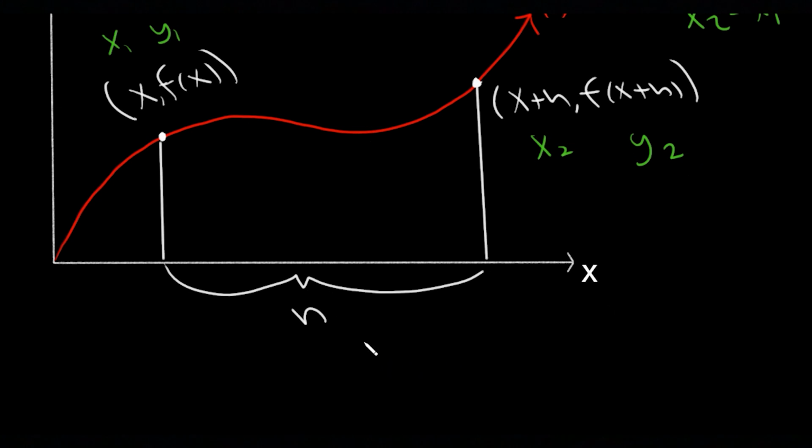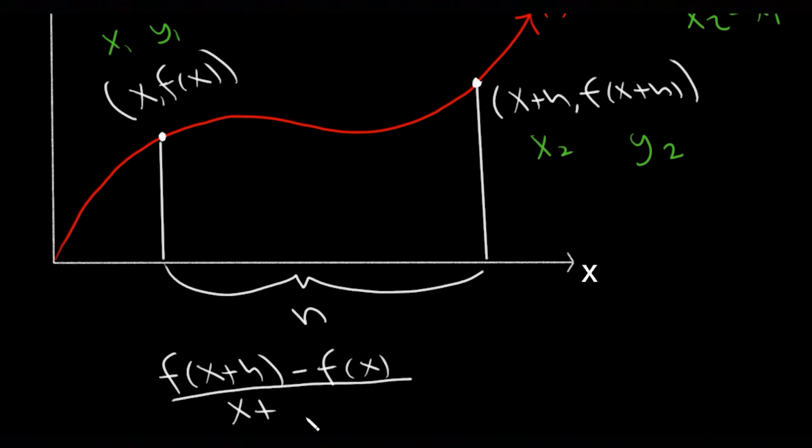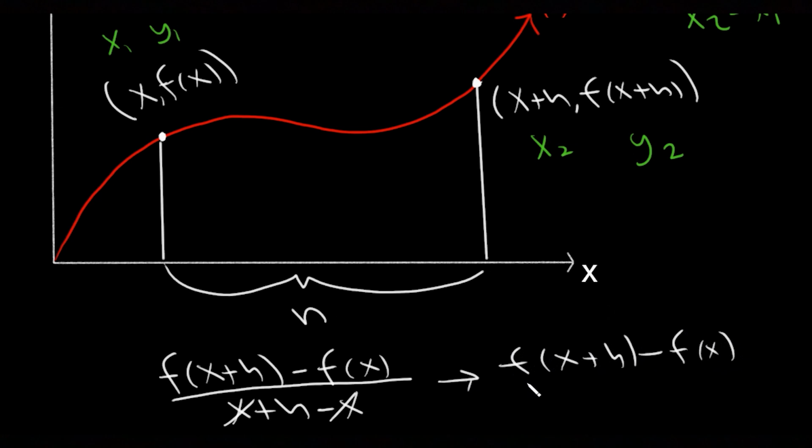So I'm going to do y2 minus y1. That gives me f of x plus h, okay, minus y1, that's going to be f of x. Okay, all over. And we're going to say here x2, that's x plus h. So x plus h minus x1, that's going to be x minus x. So you can see here that the x's will cancel. Okay, these cancel. And I'm left with f of x plus h minus f of x all over h.